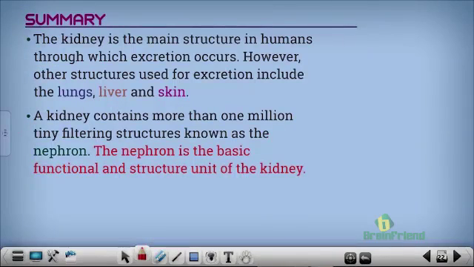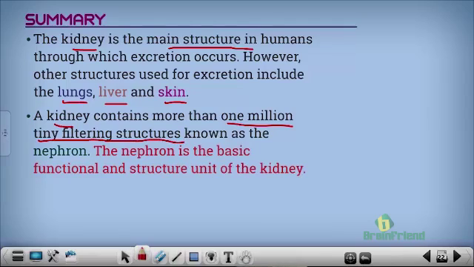We've come to the end of today's class. Let's do a quick recap of what we have learned. I hope we remember that we said that the kidney is the main structure in humans through which excretion occurs. We also said that there are the lungs, the liver, and the skin. There are other structures that help in excretion in man. We also said that the kidney contains over 1 million tiny filtering structures.